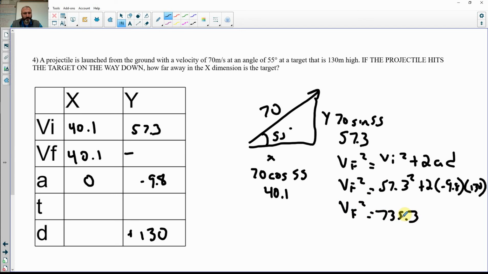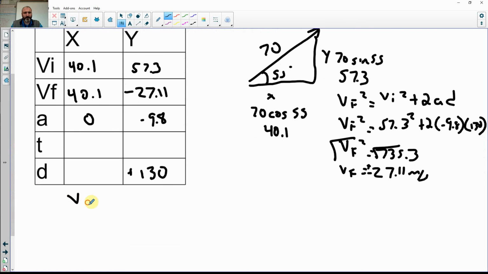735.3. And then we don't want VF squared, we want VF, so we'll take the square root of both of those. Square root, and we should end up with VF equaling 27.11 meters per second, plus or minus. Remember, this thing is coming on the way down, so we're going to have the minus 27.11 meters per second for the final velocity.